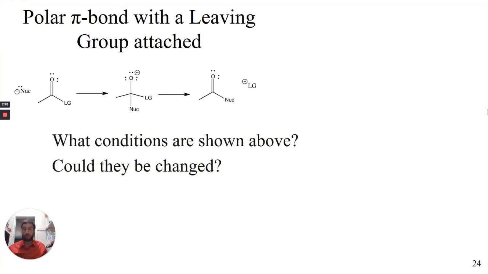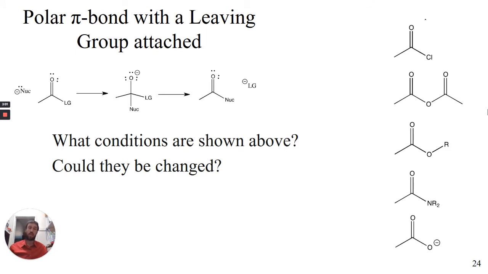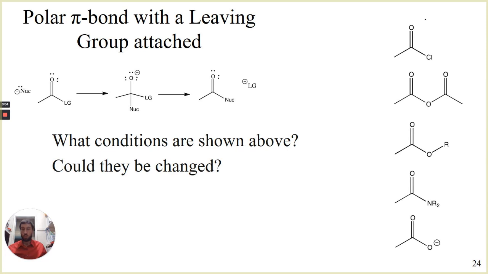The other condition that we could change is that in this case, we're probably running under basic conditions because we see the formation of negative charge. Could we run it under acidic conditions? How does that change the overall reaction? How does that change our mechanism? Ultimately, all we're doing is taking all that same content from the previous unit and applying it to a special case of a polar pi bond, one that has a leaving group connected. That special case really boils down to these five main categories, and these might be useful to name.